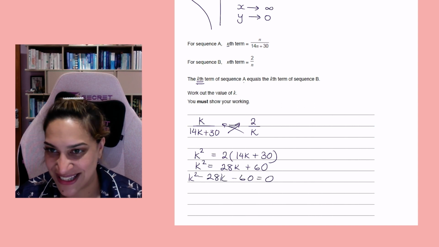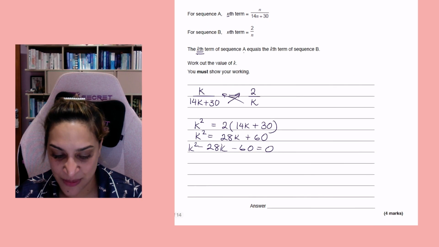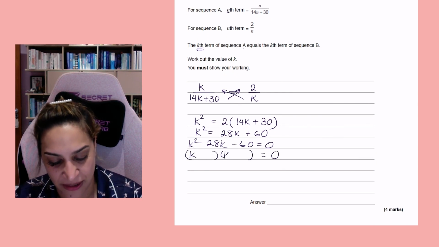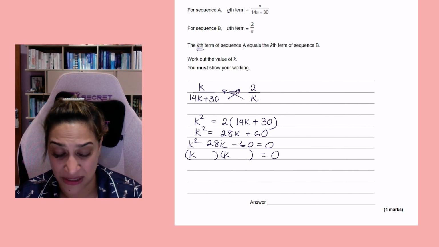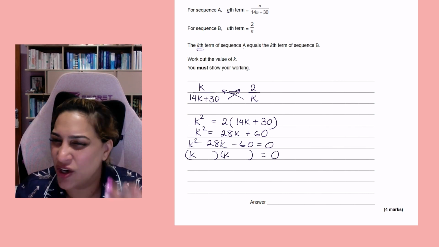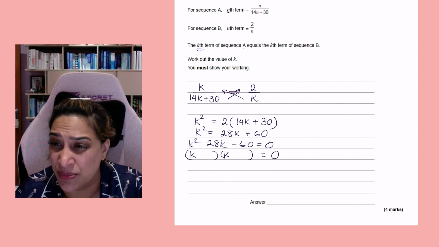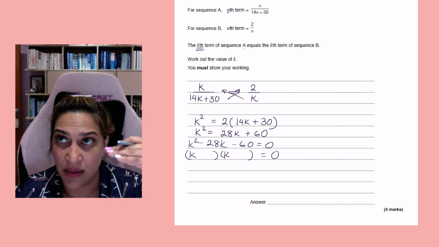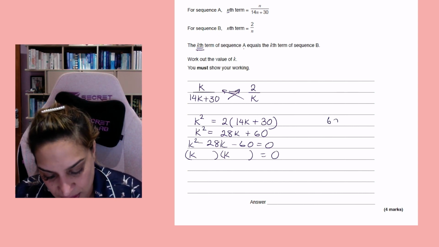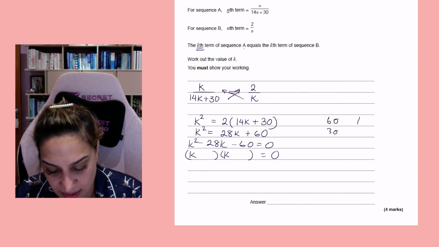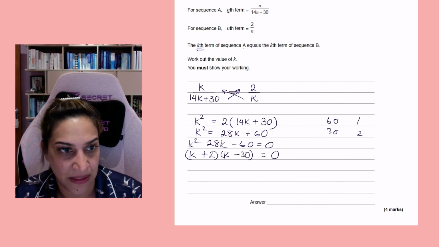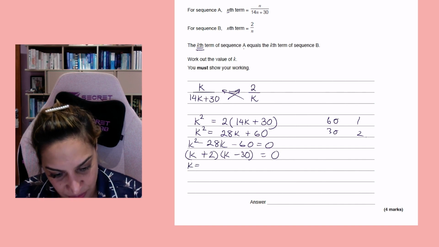And we have a quadratic. Now, if it's a calculator paper, use your calculator to help you factorize it. Although if we think about factors of 60, with a difference of 28, hopefully you're going to think, oh, it's not going to be a huge number. So it's not going to be like a long way down. So 60 and 1, we go, okay, that's not going to give me a difference of 28. 30 and 2, perfect. So then we end up with k equals minus 2 or k equals 30.